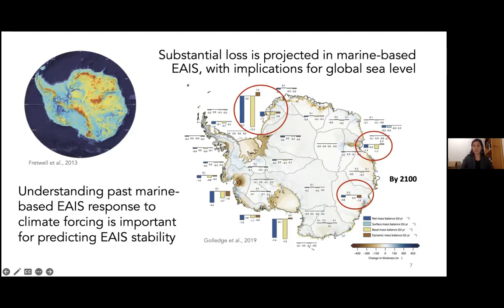which is essentially calving. And of course, these again correspond to these low-lying submarine portions of the East Antarctic ice sheet. And so understanding past marine-based ice sheet response is going to be important for predicting future East Antarctic stability.